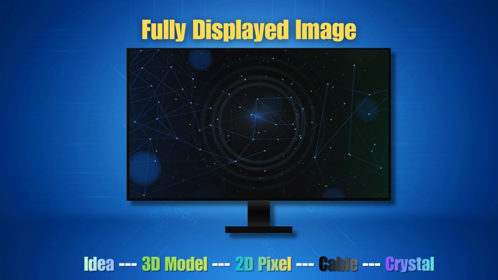And with that, our frame's journey is complete. It has gone from an abstract idea to a 3D model, to a 2D pixel in VRAM, across a cable, and finally to a tiny light-emitting crystal on your screen. And there you have it, the journey of how one frame is created and processed through your entire system to get to you.